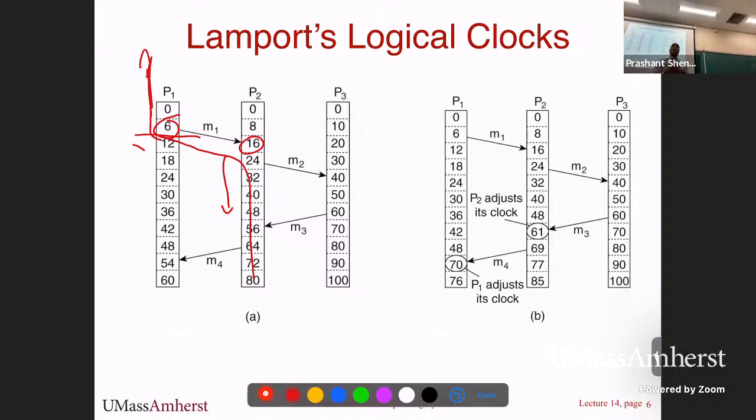Ideally, you want the implication to go both ways. So if A happened before B, that should imply that the clock value of A is less than that of B, but the reverse should also be true, which this technique does not allow us to do. Logical clocks only give us implication in one direction. So we are going to generalize this.